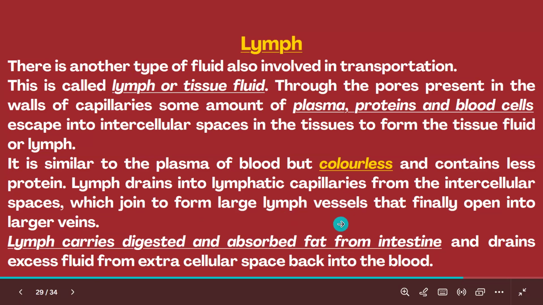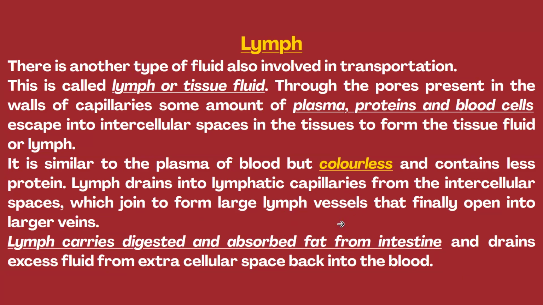So the characteristics of the lymph: it is colorless, and inside the lymph we can see some amount of plasma and protein, and blood cells called white blood cells, not red blood cells.